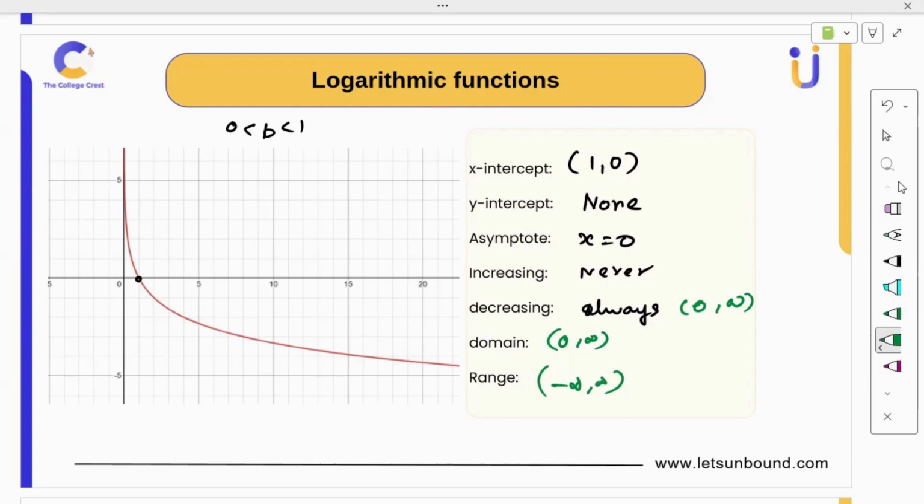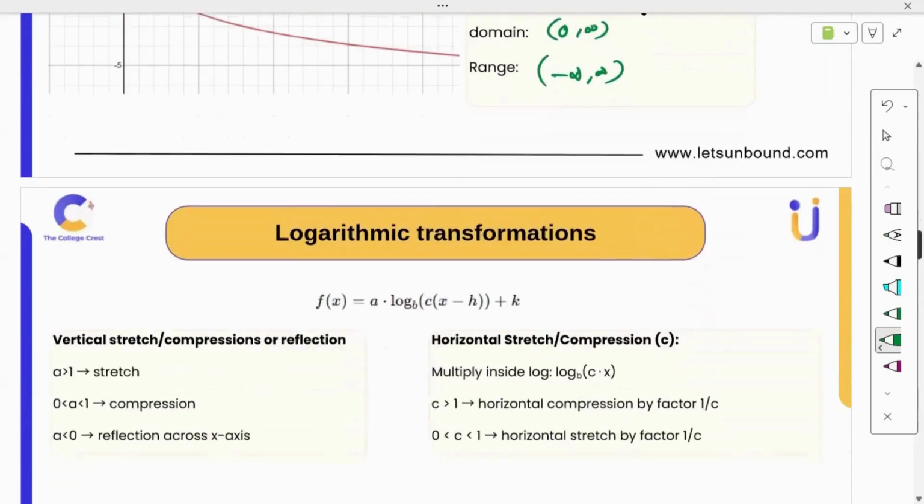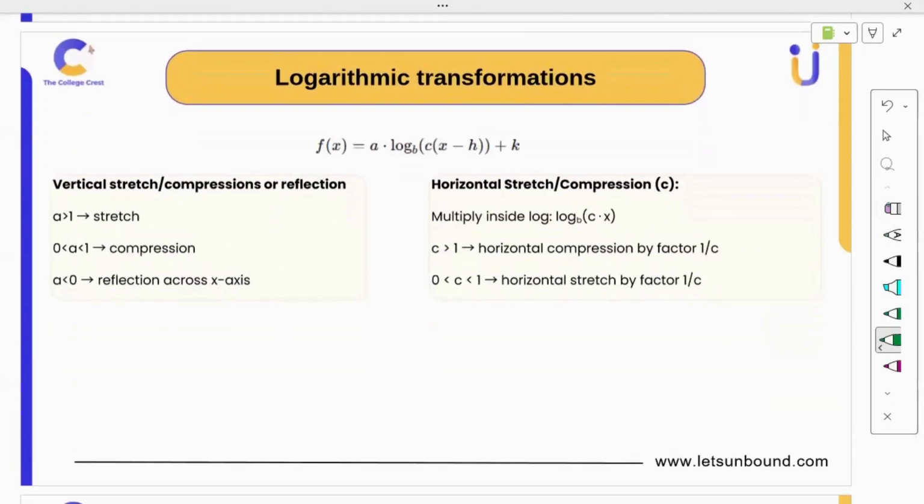Got it? Now, let's move on to the next topic: logarithmic transformation. A simple log function looks like this, log base b of x. I multiply by a, subtract h for horizontal translation, then multiply by c, and add k. It's exactly the same way we did for other functions, quadratics and polynomials, right?